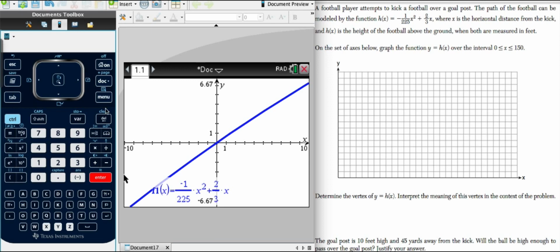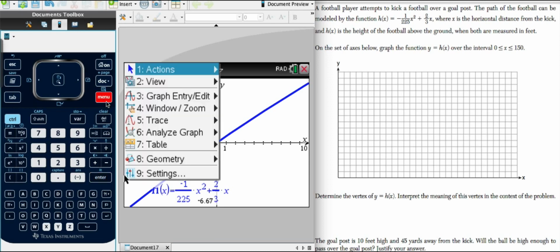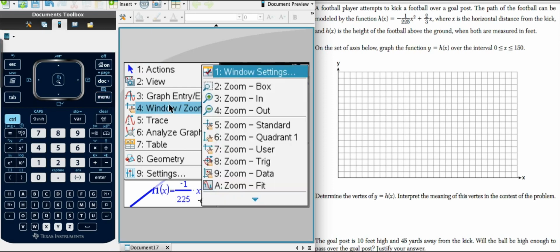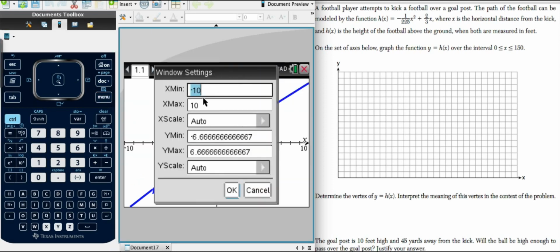So let's get another view. We definitely want to see what this looks like. We should have a parabola. And we'll go to Window Zoom. And I'm going to go to Window Settings this time. And we can set x to 0. And we want to go up to 150 because the domain of this is supposed to be 0 to 150, so we have 150. It's always going to be above the ground, so we can put 0 for the y minimum.